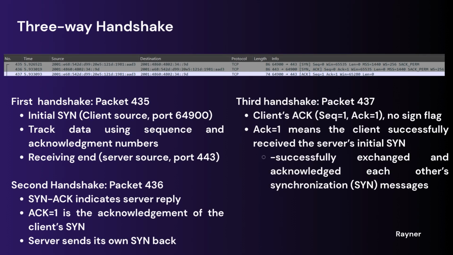First, I would like to talk about the three-way handshake, where in our simulated network we found that packets 435, 436, and 437 are one of the three-way handshakes that occurred. Usually the first handshake is the initial SYN, which tracks data using sequence and acknowledgement numbers. For the second handshake, in the packet we can see SYN and ACK, which indicates the server reply, and ACK equals 1 is the acknowledgement of the client SYN. For the third handshake, the packet will show sequence equals 1 and ACK equals 1, where ACK equals 1 means the client successfully received the server's initial SYN.